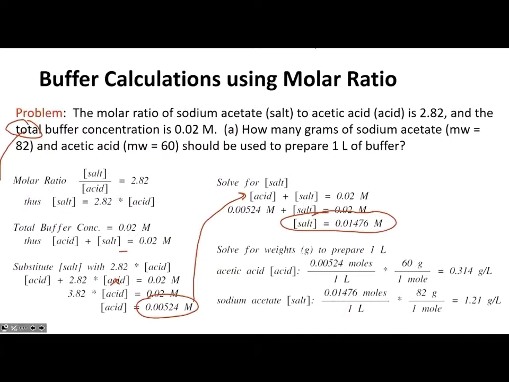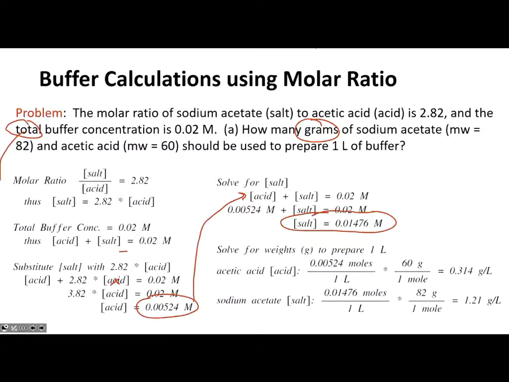But the question wants what? How many grams? Okay, so in the end, my last step is to simply take my concentration. For example, I started with the acetic acid, and you just told me that the acetic acid needed to be 0.00524 molar, which is 0.00524 moles per liter. And if I want to know the grams per liter, all I need to do is convert moles to grams. And how do you convert moles to grams? By multiplying by the formula weight.